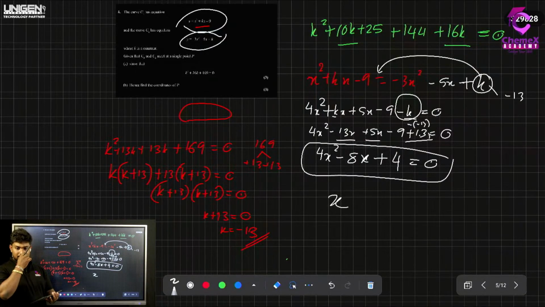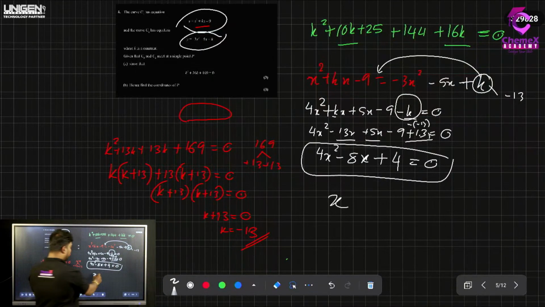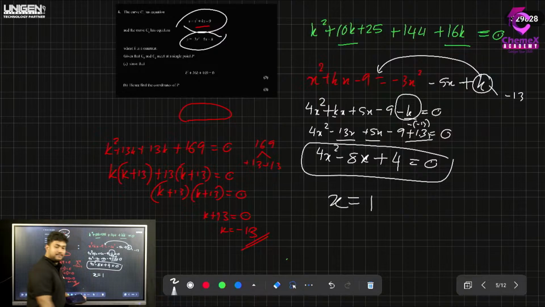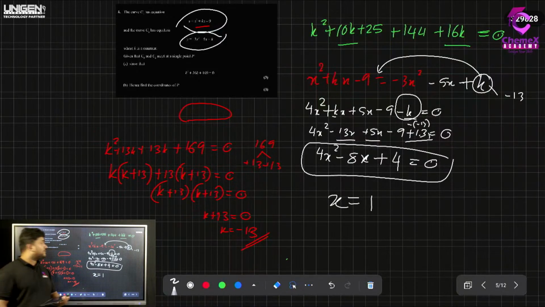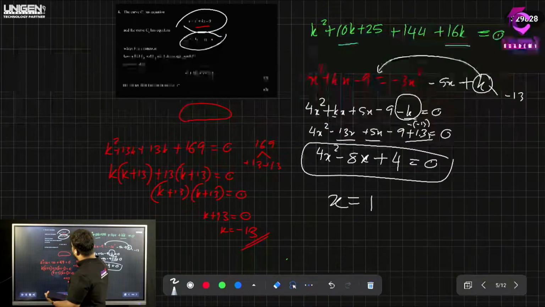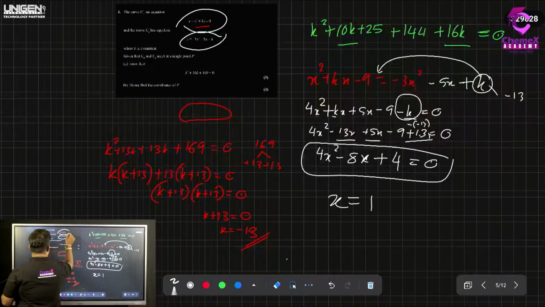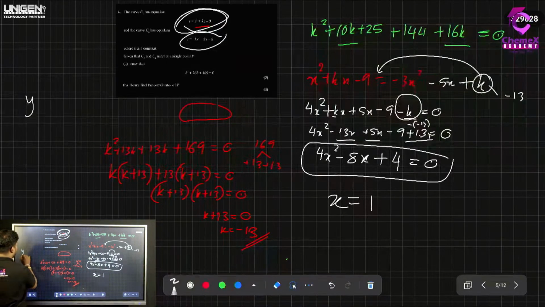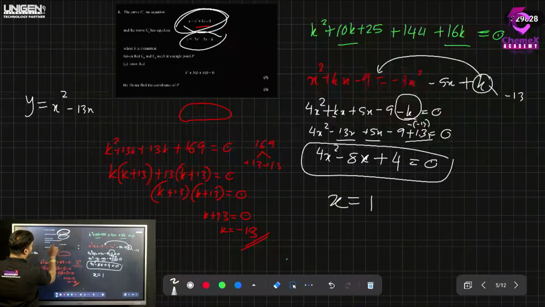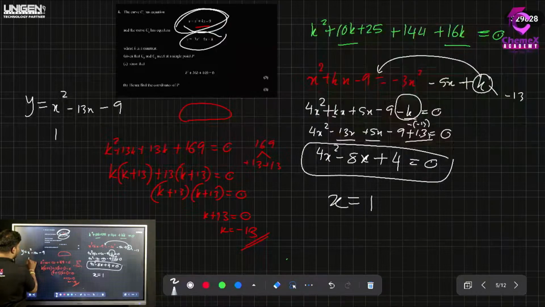What's the x value? 1 then. Yes. So when x is 1, what is y? How do you find y? You can substitute into any equation you like here. So if I take the first equation, y equals x squared minus 13x, because I put the k value, minus 9. 1 squared minus 13 minus 9.